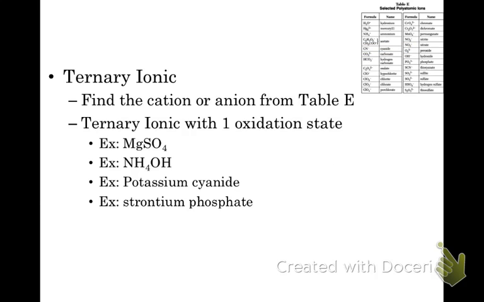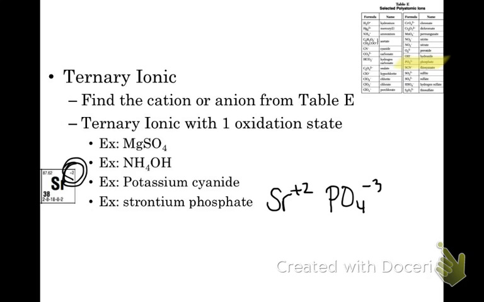And here I have strontium phosphate. Looking up the elements on the periodic table, I know that strontium is just a +2, so I don't need to have more than one oxidation state, meaning I don't need to have Roman numerals. And the phosphate is actually off of table E. So strontium is Sr +2. I took that +2 from the periodic table. And phosphate, according to table E, is PO4 -3.